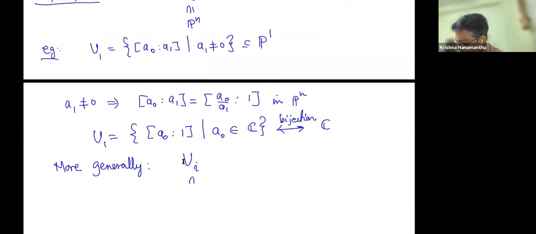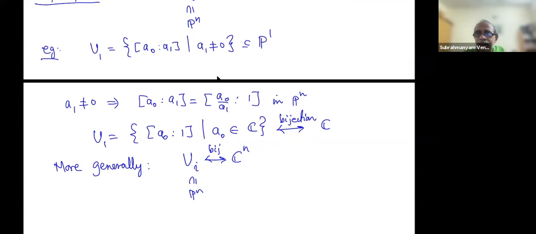So this U_1 actually happens to be (a0, 1), where a0 is now any complex number. And different complex numbers will give different points, right? So there is a bijection with C. So more generally, U_i inside P^n is in bijection with C^n. Because in the ith coordinate, if you have a non-zero element, you divide by it. That sort of normalizes it. And then the remaining things you can't disturb anymore. Okay. So you do get the bijection with C^n.